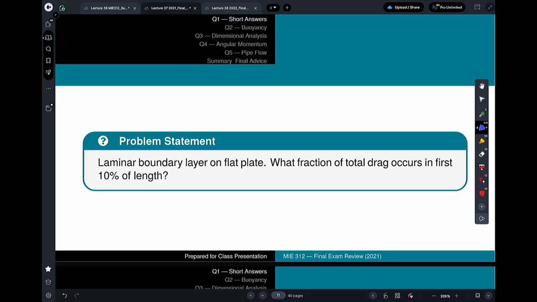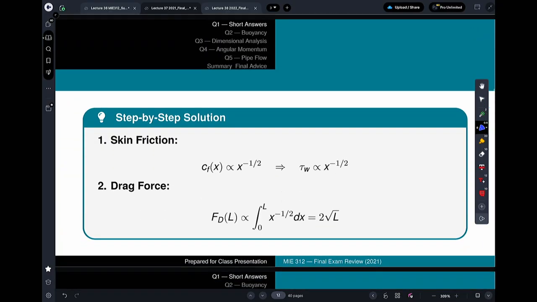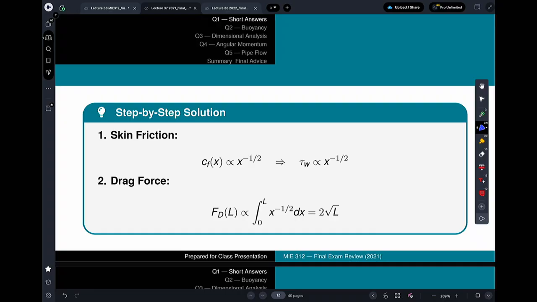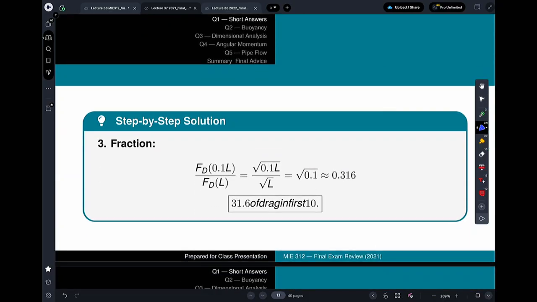We've done a lot looking at drag on plates. Laminar boundary layer on flat plate. What fraction of total drag occurs in the first 10% of length? Skin friction is going to go as x to the minus 1/2. You calculate shear at the wall as a function of x to the minus 1/2. Do the integral, and that's not a bad integral. You end up with 2 as a function of L.